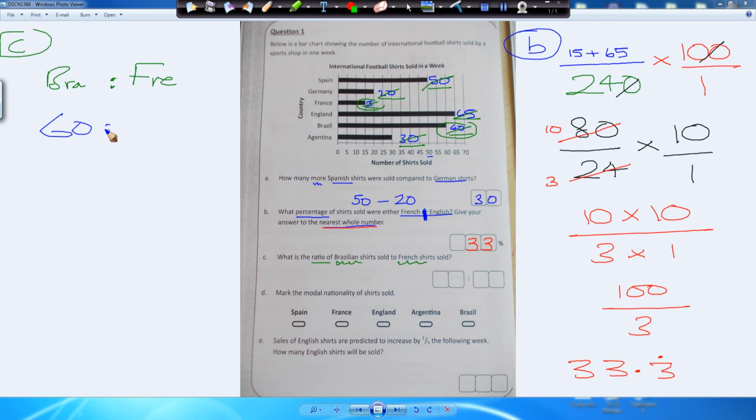Come on, folks, we've done this question before. You shouldn't be getting them wrong now. Nobody here should be getting them wrong. And what's French? French was what? 15. 15 on this side. Now, quickly change color. We have got the ratio of 60 to 15.